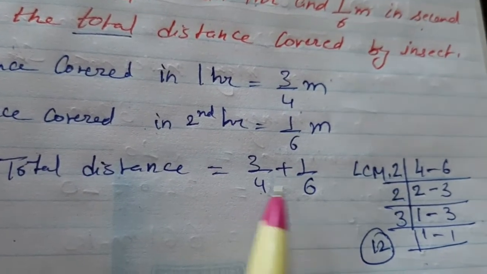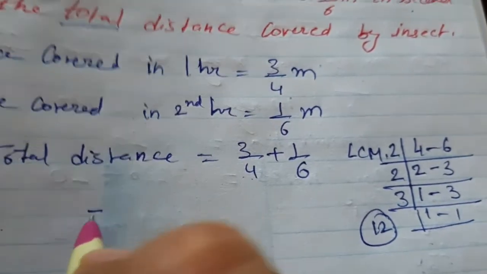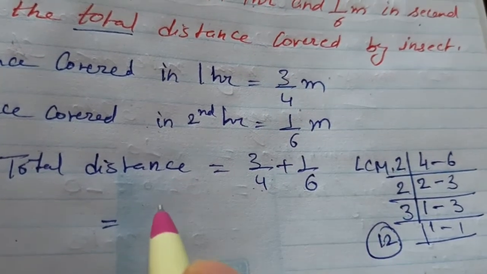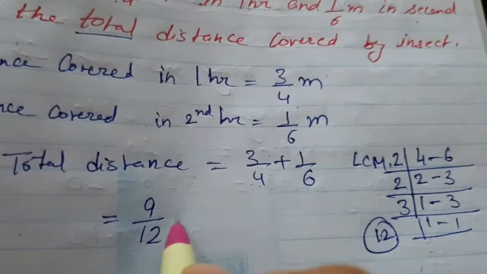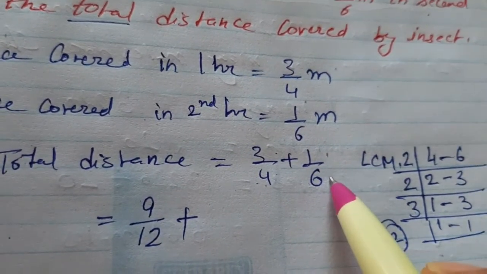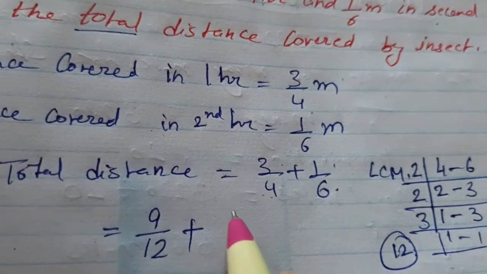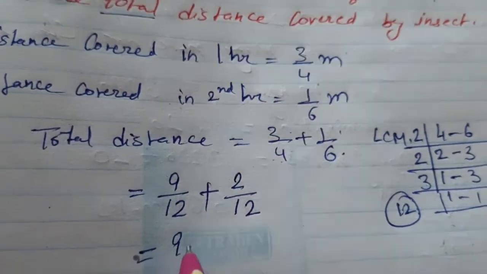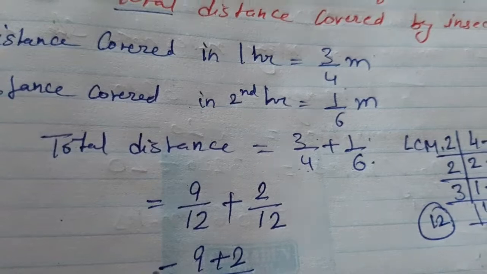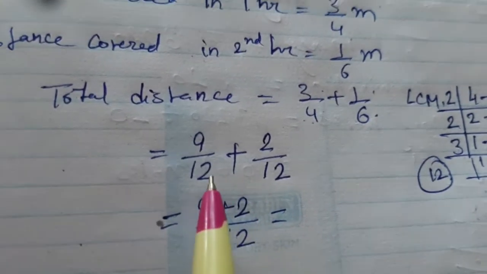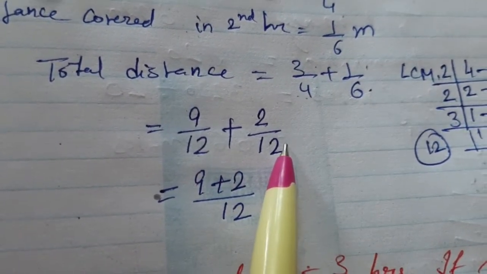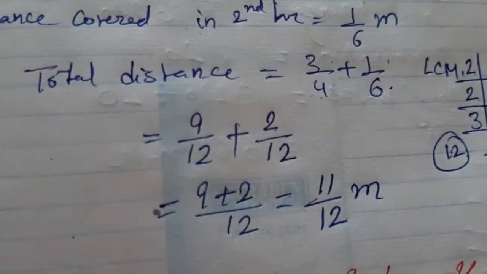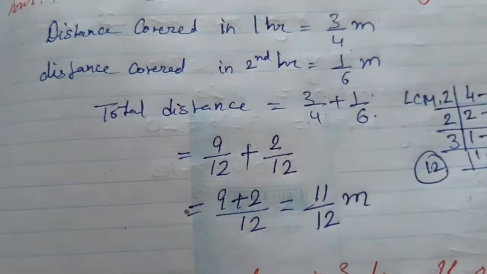Now we will make both the denominators 12. Here we will multiply numerator and denominator by 3. It comes out to be 9 by 12. Plus here we will multiply numerator and denominator by 2 to make it 12. So it comes out to be 2 by 12. So now add the numerators. It comes out to be 9 plus 2 by 12. Now keep it in your mind, denominators will not add because this is the LCM. Clear? So 11 by 12 meter distance covered by the insect.